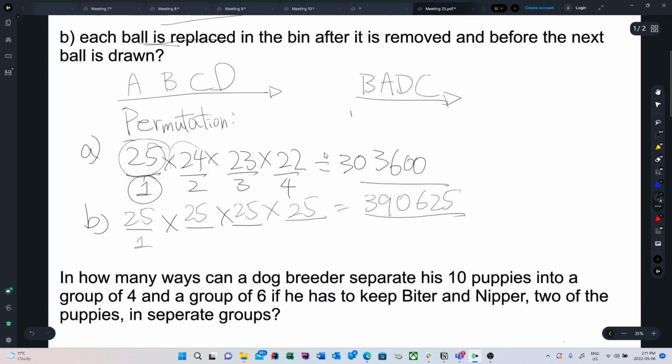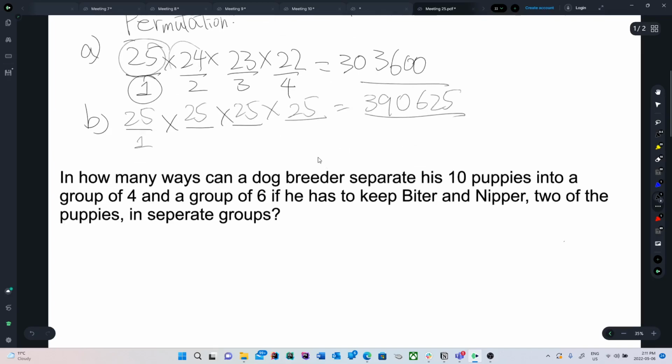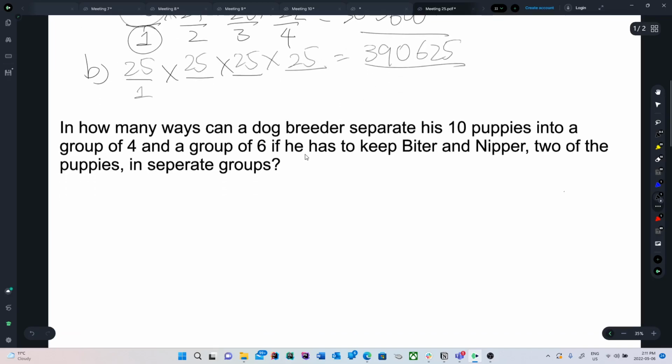This question is one of the easiest questions in the textbook, and I hope everyone is able to fully understand the concept. And our second question is going to be a bit more difficult. It talks about a dog breeder separating his 10 puppies into a group of 4 and a group of 6, but he has to keep these two dogs in separate groups. There are a lot of ways to think about this, and one of the ways I want to think about this is using two concepts. The first thing I want to talk about is complementary counting.